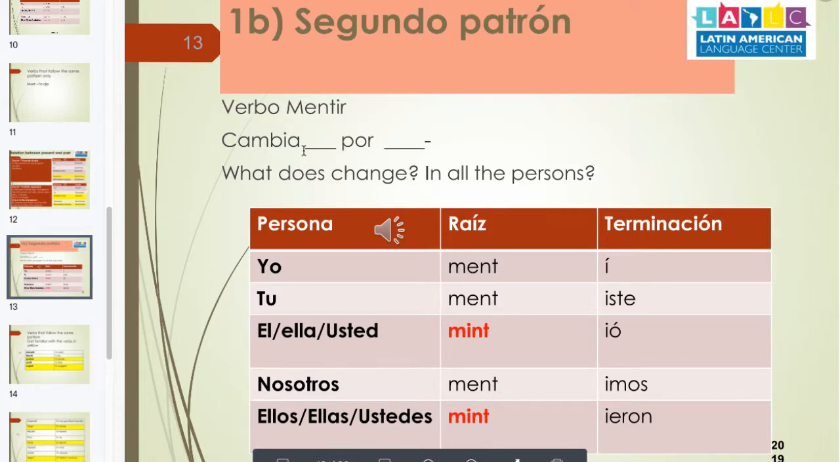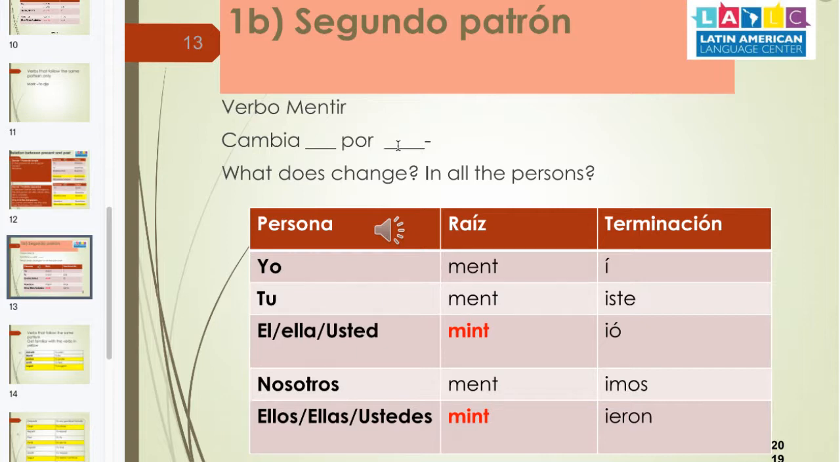Cambia means change. So how is it changing? Can you see that it's E to I? Yeah, E to I, and again only in the third person. In the past tense, the stem changing verbs change only in the third person, plural and singular. So mentir is to lie, but it's not one of the most important ones.